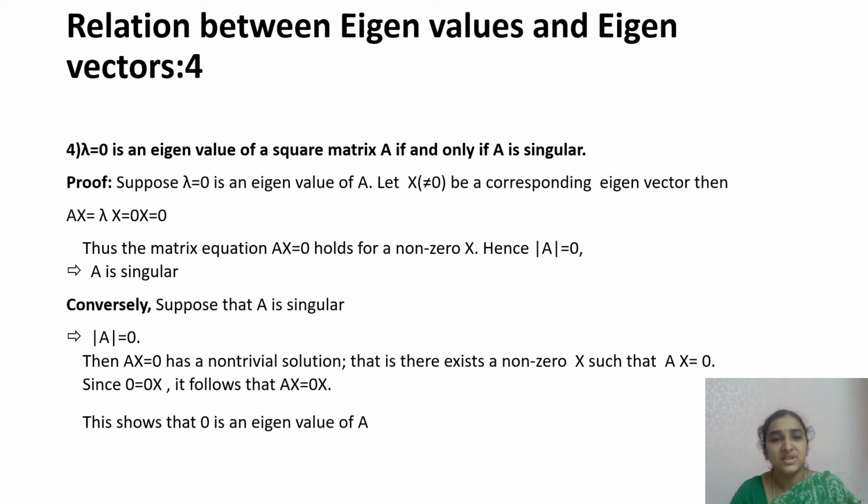Conversely, suppose A is singular. That implies determinant of A is equal to 0. Then Ax equal to 0 has a non-trivial solution. That is, there exists a non-zero x such that Ax is equal to 0. Since 0 is equal to 0 times x, it follows that Ax is equal to 0 times x. This shows that 0 is an eigenvalue of A.